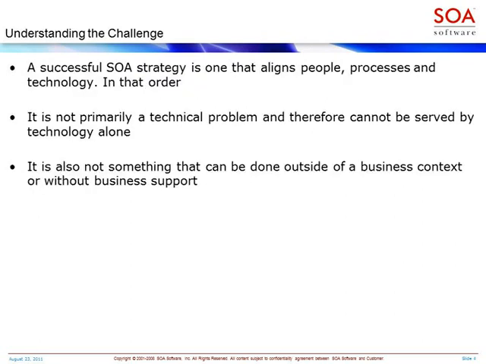So let's look a little bit at the challenge. The challenge that we've found with SOA is that SOA is not about technology. It's really something that is about people and processes. So I would say that a successful SOA strategy is one that aligns first people and processes, and then ultimately takes care of a technology that is going to implement and manage those people and processes. So it's not primarily a technical problem, and it cannot be solved by technology alone.